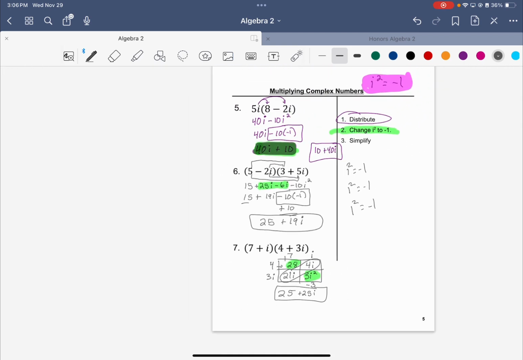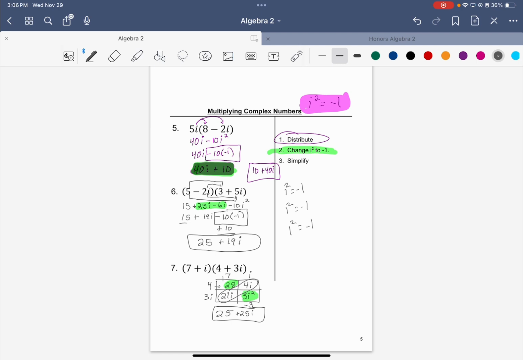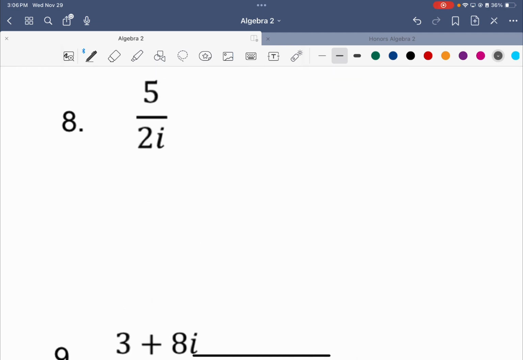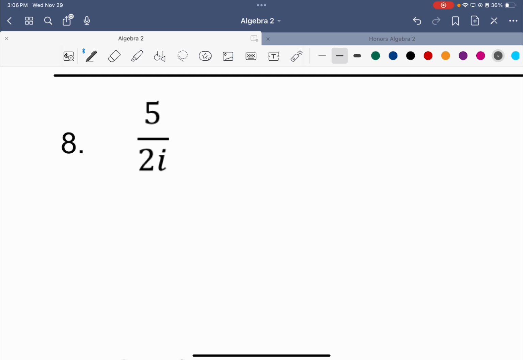So that's multiplication. Easy, adding. Easy-ish, subtracting. Okay-ish, multiplying. Fun-ish, dividing. Meaning harder. So the next question I have is 5 divided by 2i.